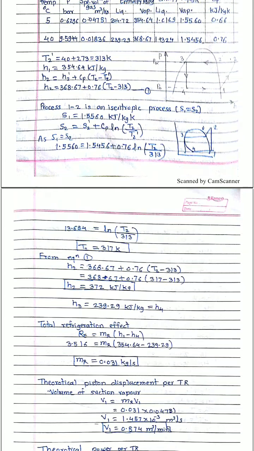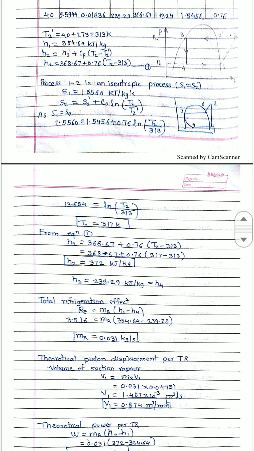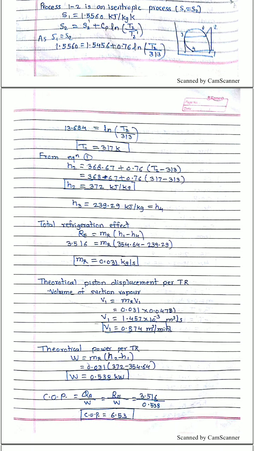If we multiply by 60, we get it per minute. So therefore 0.874 meter cube per minute. Now the theoretical power per TR. Power W is equal to MR into H2 minus H1. The mass flow rate is calculated as 0.031, H2 the value is 372 minus H1, which is 354.64. So therefore the theoretical power per TR is equal to 0.538 kilowatt.